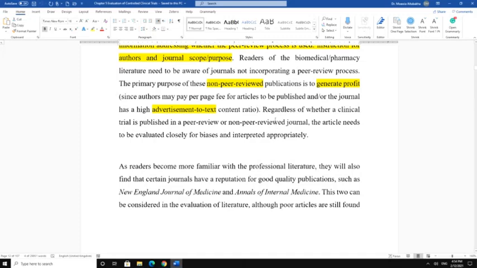Of course, regardless whether the clinical trial is published in peer-reviewed journals or not, you will still need to evaluate and assess the papers or the manuscript well, because even with peer-reviewed journals, you might have poor clinical studies, and with non-peer-reviewed journals, you might have some good studies.